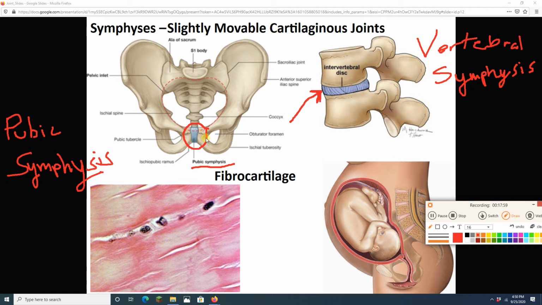These are the two symphyses, one between your vertebrae, between the bodies, and also one between your two hip bones in the front. Both categories of symphyses here have fibrocartilage as the connector between the bones. We see some fibrocartilage right down here. It is very pink because it has a lot of parallel collagen, which makes it really strong.